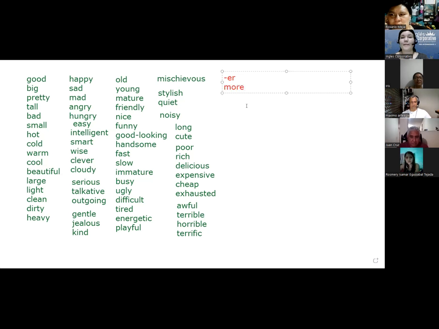For long adjectives you use "more." My dog is more mischievous than your dog, right? You have "more" and "mischievous" because it's a long adjective. You don't say "mischievouser"; you don't add -er at the end. With "beautiful," I can say, my students are more beautiful than the other students. You cannot say "beautifuler" because that's incorrect.